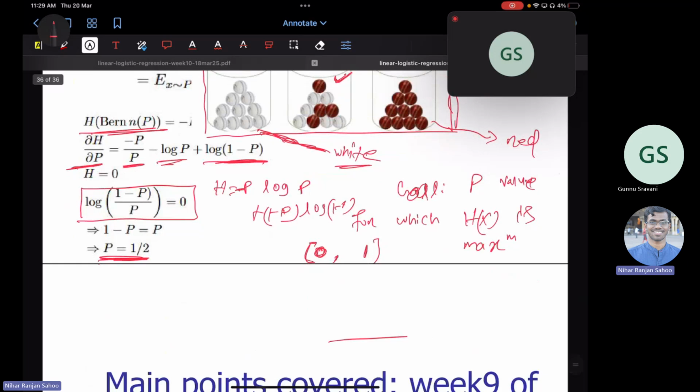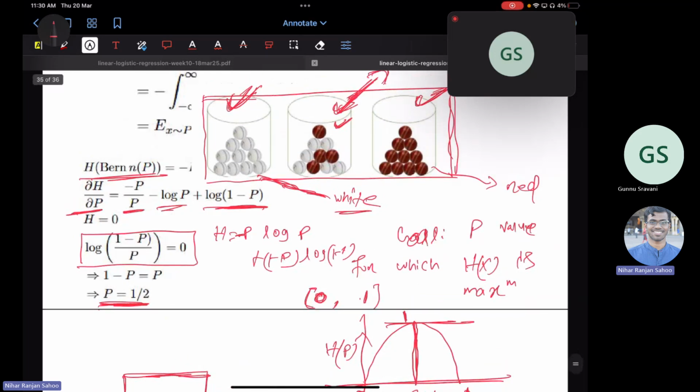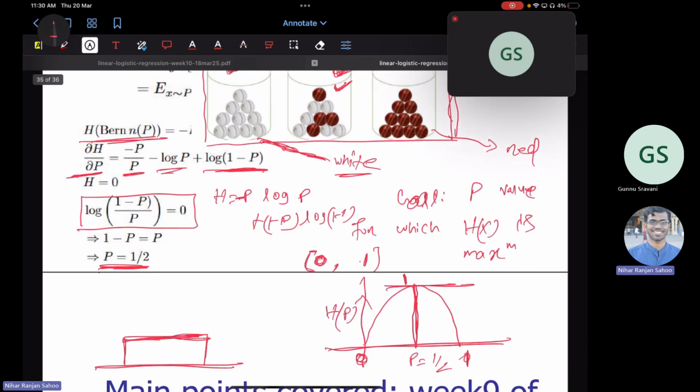So what will be the plot of the entropy? It will be like this. When the p value is midway, at half, entropy is highest. When p values are close to 0 or 1, it is lowest. This y-axis is entropy, right? So this is for the binary case. Similarly, for the multi-class case, if the distribution is uniform, the entropy will always be highest. Intuitively too, if the distribution is uniform, we cannot make any concrete decision, so the entropy will be highest.